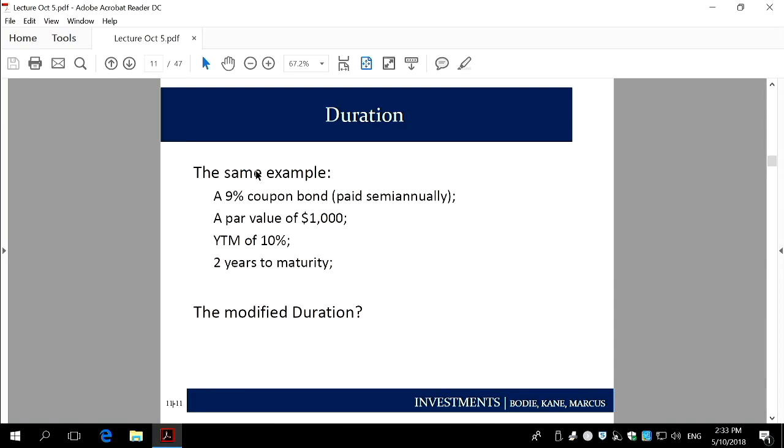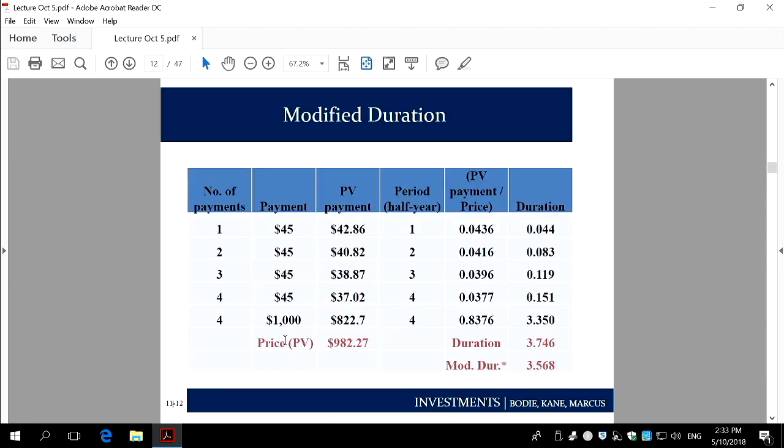So I just use the same numbers to calculate the modified duration, exactly the same as our last example. I don't want to repeat everything as before. After you get duration, then to get modified duration, finally you divide this number by 1 plus yield to maturity. That's all.